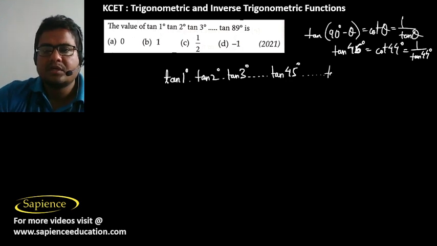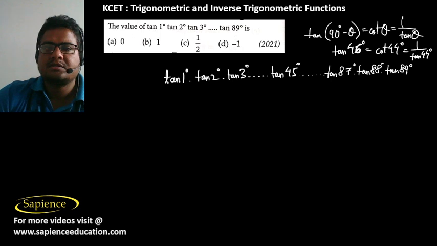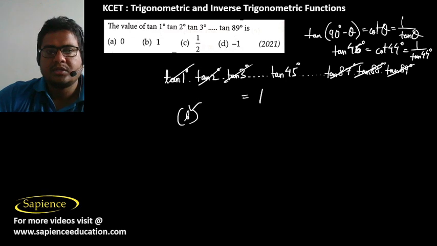Similarly, here we will have tan 87 degree, then tan 88 degree, and then tan 89 degree. Now tan 89 degree is the reciprocal of tan 1 degree, so they will cancel, and it will come 1. Tan 88 degree is the reciprocal of tan 2 degree, so they will cancel. Tan 87 degree is again the reciprocal of tan 3 degree, so that will cancel. Tan 45 is also 1, so the answer will come 1. So option B is the correct answer.